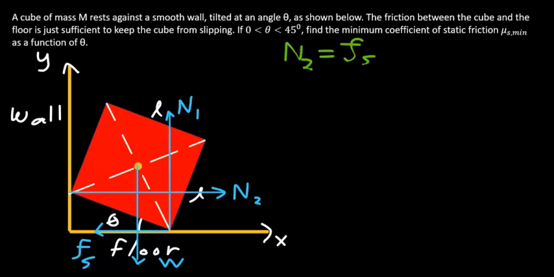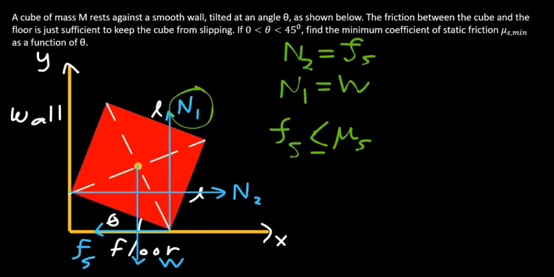There are 2 forces that would cancel each other out, the normal force from the floor and the weight. So N1 equals the weight. So what we have here is static friction. Static friction is given by an inequality that looks like this: less or equal to the product of the coefficient of static friction times that normal force from the floor onto the cube, like that. Note from the first equation, the static friction equals the normal force from the wall. So we can simply write that as N2.